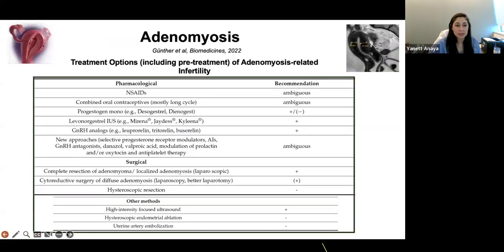As far as other things like endometrial ablation, embolization, and high intensity focused ultrasound, those are things that we do less of. Especially endometrial ablation and embolization, specifically endometrial ablation, they're not really compatible with trying to conceive after, just because of the potential risks.